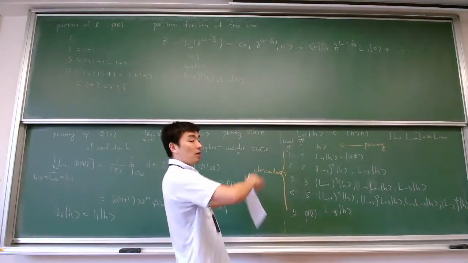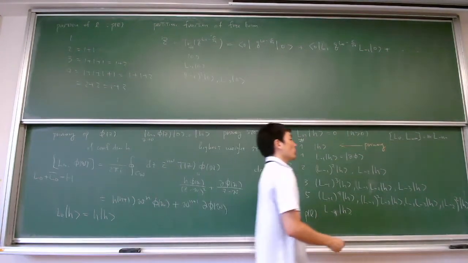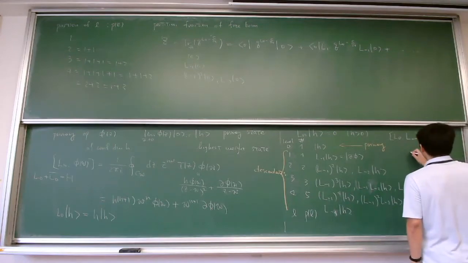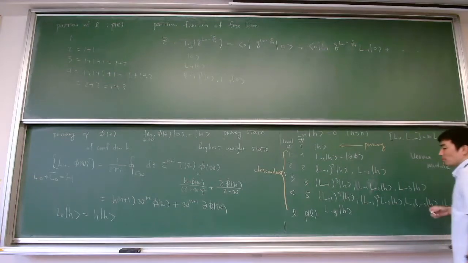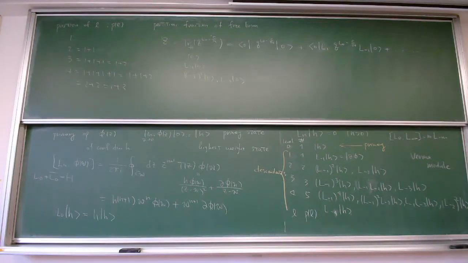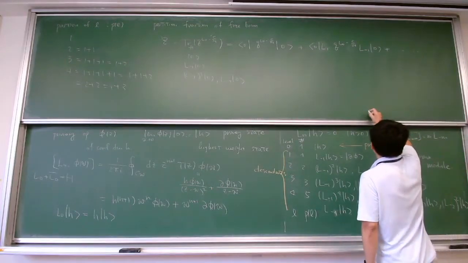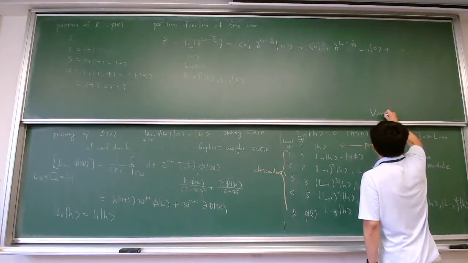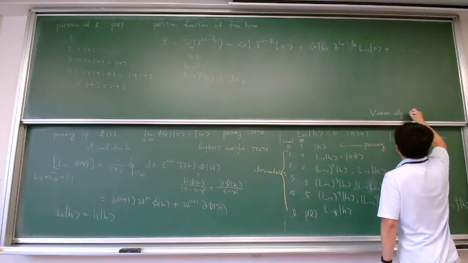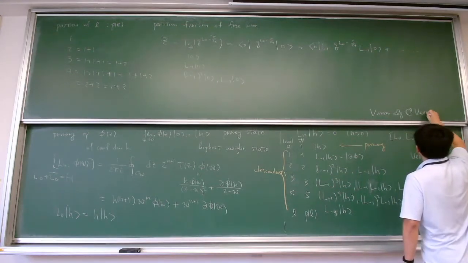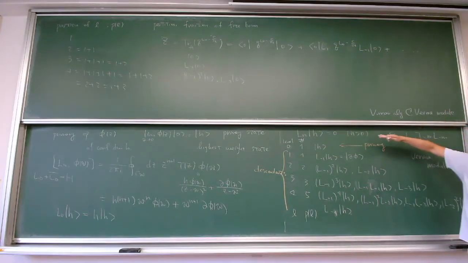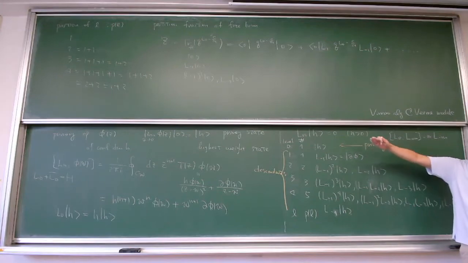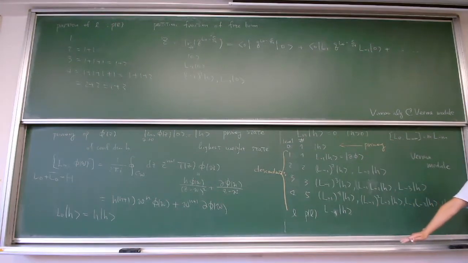All of them will create the so-called Verma module. A module is a representation, a representation of the Virasoro algebra. So the Virasoro algebra acts on the Verma module. The Verma module is the vector space generated by the primary and descendants, so it is infinite dimensional.